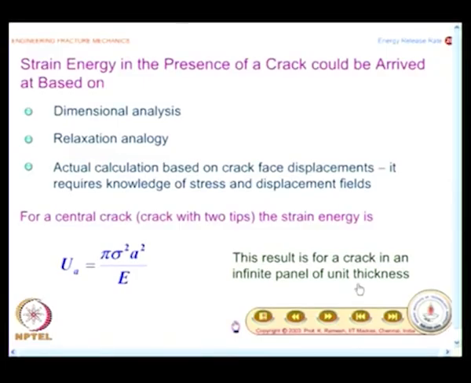In fact, to aid your appreciation of strain energy in the presence of a crack, we looked at relaxation analogy. You should keep in mind these were not mathematically rigorous. While discussing the relaxation analogy, we considered a plate of thickness B, so that you get trained how these equations change when the thickness is brought into the development of these equations.